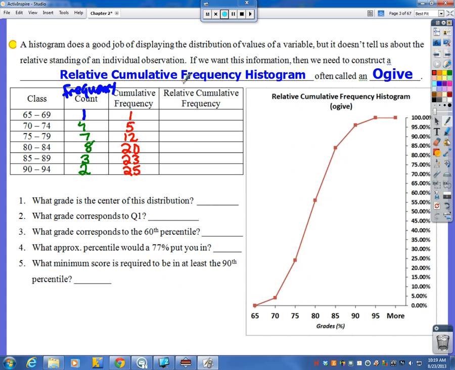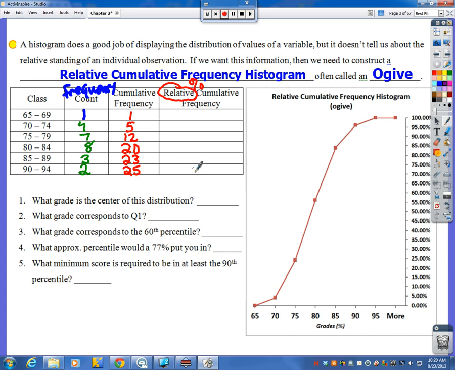Now, a relative cumulative frequency. Well, cumulative frequency uses these numbers, but anytime you see the term relative here, we're talking percentages. So at this point, we now need to convert all of these numbers, 1, 5, 12, 20, 23, and 25, into the appropriate percentage. Now, all of these numbers are out of 25.